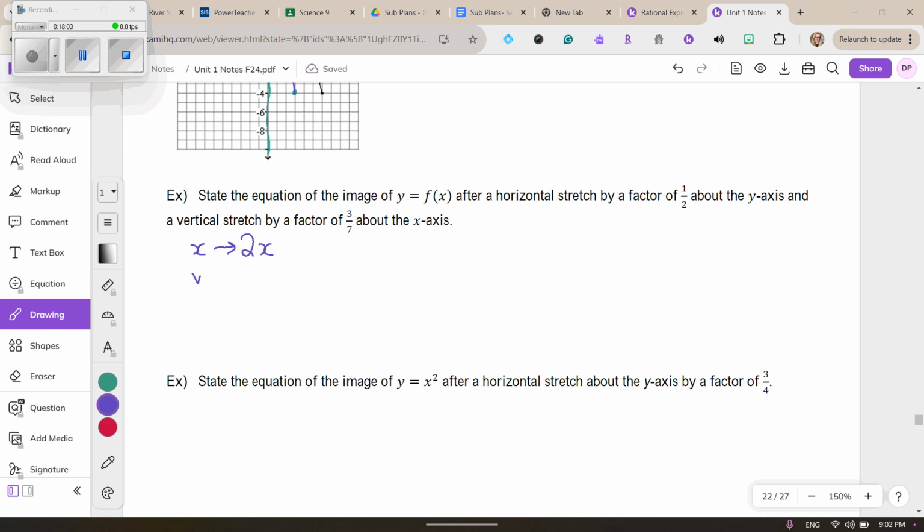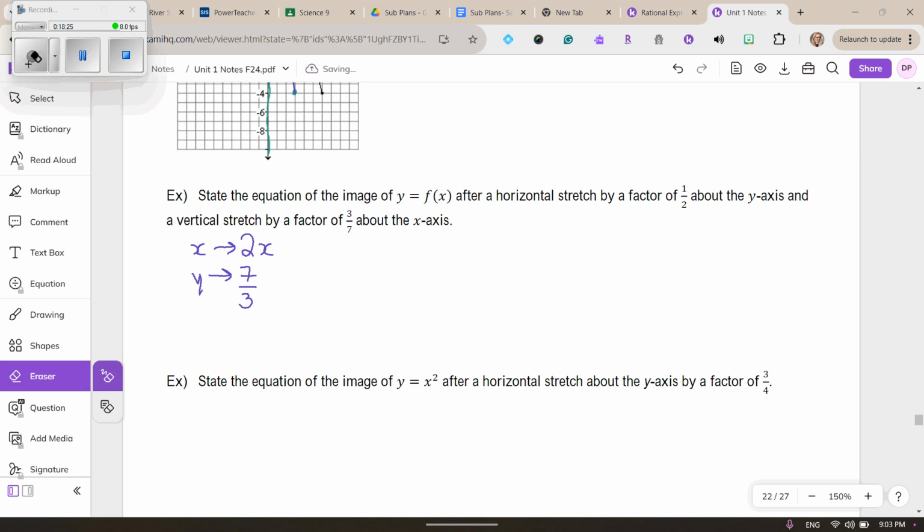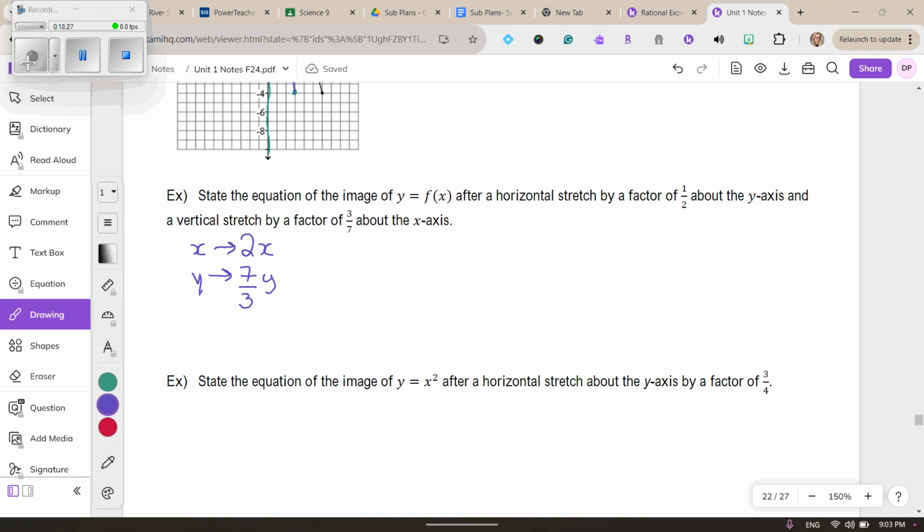The vertical stretch, y, is going to be replaced with, and it says by a factor of 3/7 about the x-axis. We flip it to be 7/3 y. That is how it's going to get replaced in the equation. Sorry, that's supposed to be a y. 7/3 y. We are not replacing y with x. So x gets replaced with 2x, y gets replaced with 7/3 y.